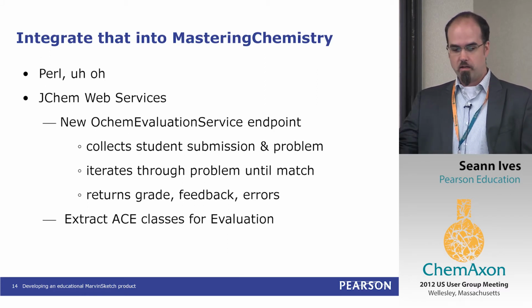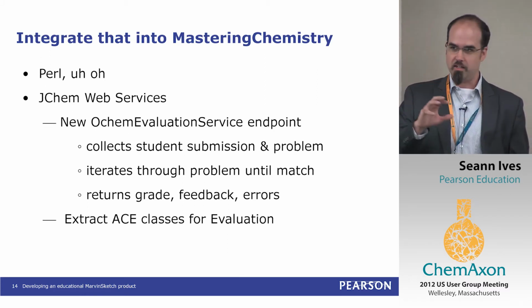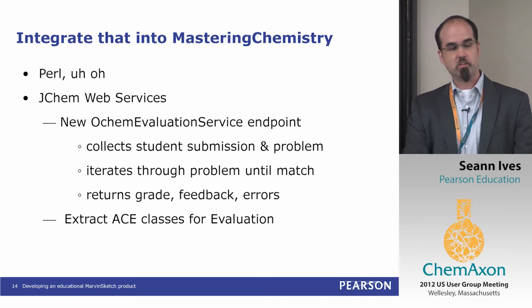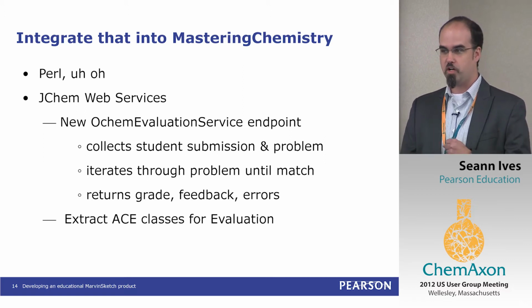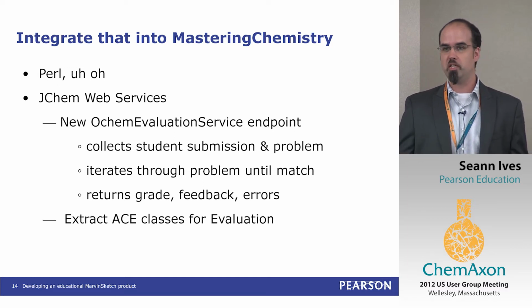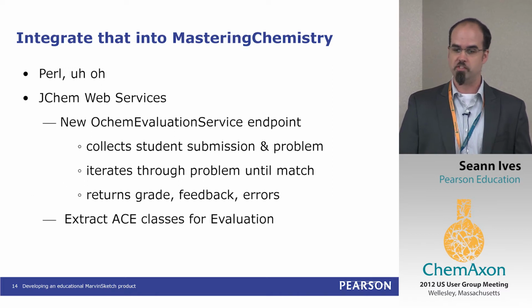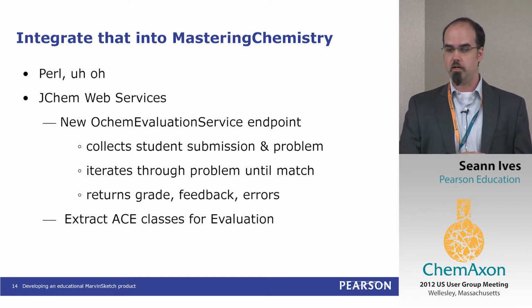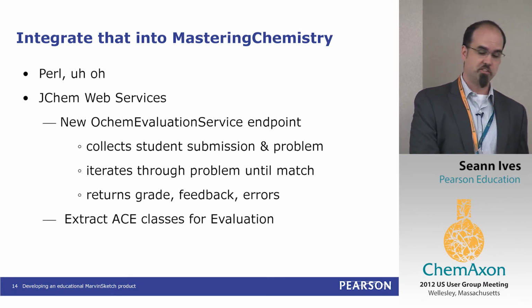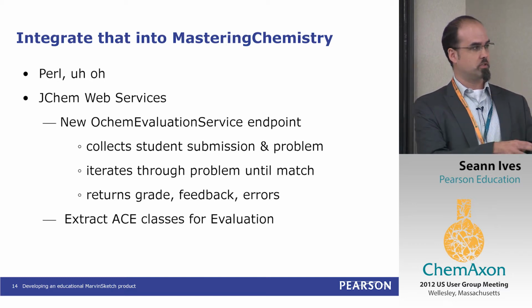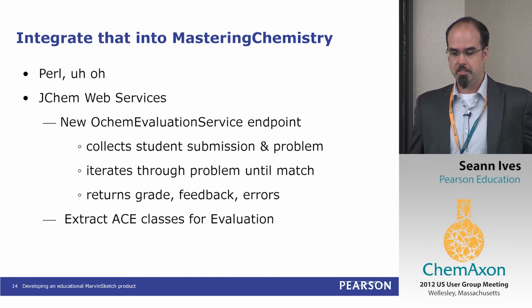The problem is that mastering is written in Perl, and we needed to integrate the Java classes from ACE and the Java code from ChemAxon. The way we went about this was we piggybacked on the JChem web services that ChemAxon provides. We cracked those open and made our own endpoint, which incorporated the ACE Java classes, all the ACE evaluation code. And our Perl can then talk to the web services.